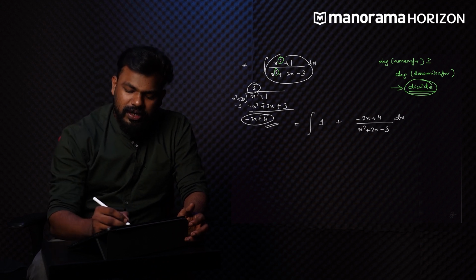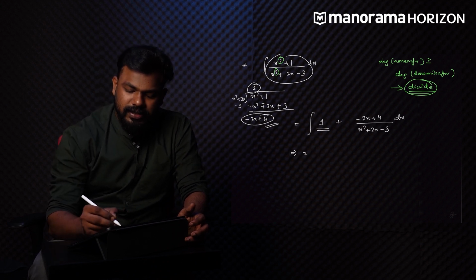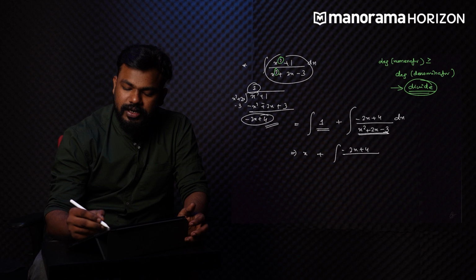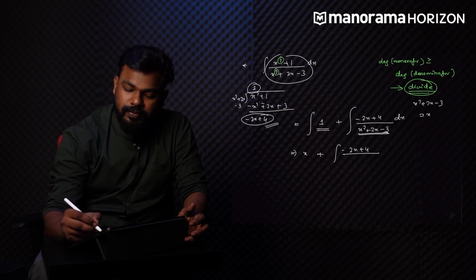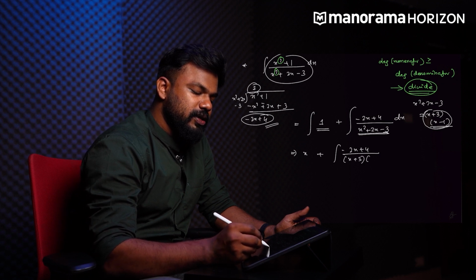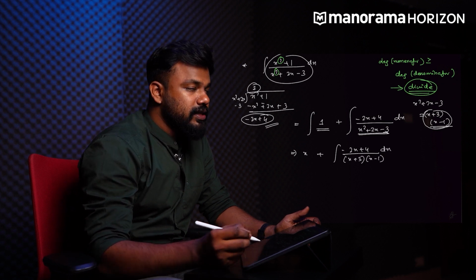Now when you write in this way, what is the integral of 1? It is x, simply x. But what is the integral of this one, that is minus 2x plus 4 by x square plus 2x minus 3? Can we write x square plus 2x minus 3 as x plus 3 into x minus 1? Yes. So if I write it like this, I will get it as x plus 3 into x minus 1 dx.